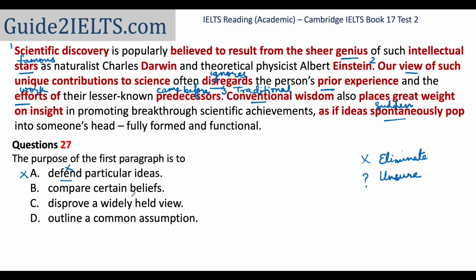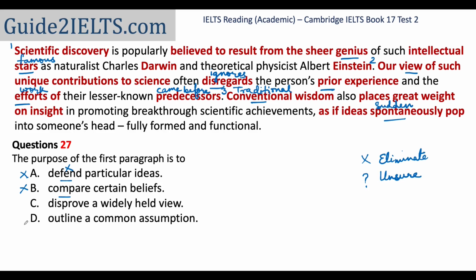Certain beliefs are mentioned in this paragraph, but is there a comparison of those beliefs? That is what seems to be missing. The first and third sentence talk about the conventional way of looking at scientific discoveries. The second sentence says that this view or this belief ignores some things. The comparison of different beliefs is missing. So we cross out option B as well.